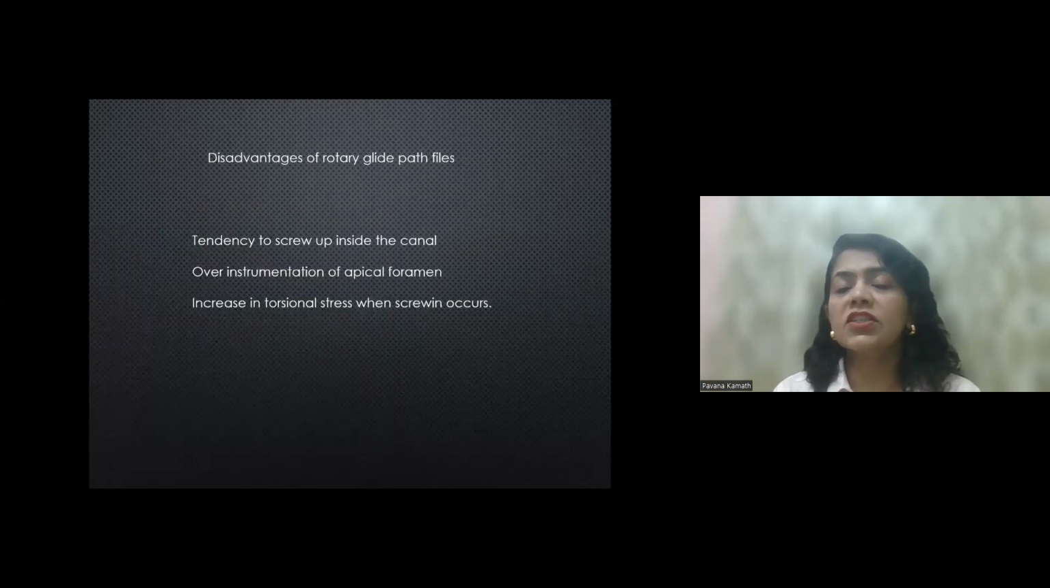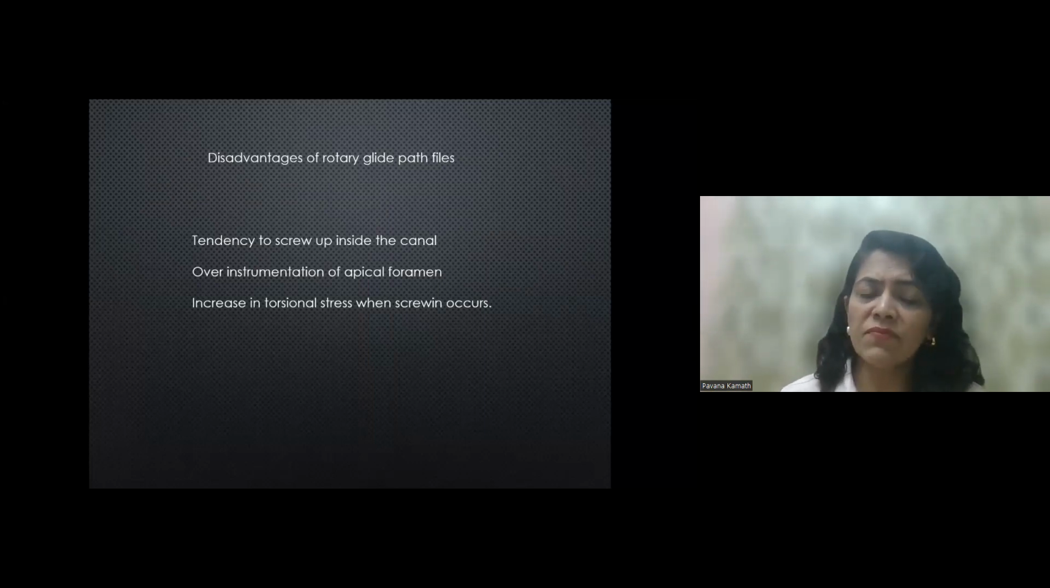Now, the disadvantages when you use a rotary file is there is a tendency to screw in inside the canal, over-instrumentation of the apical foramen, and increase in torsional stress when the screw-in occurs. So what is this? Basically, when you're using a rotary file, it is performing the same work as a manual file, where it is engaging the dentine and removing the dentine and improving the size of the root canal to a number 10 K file.